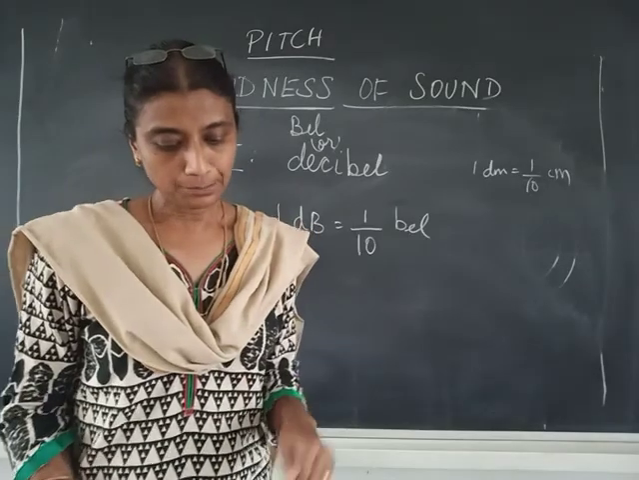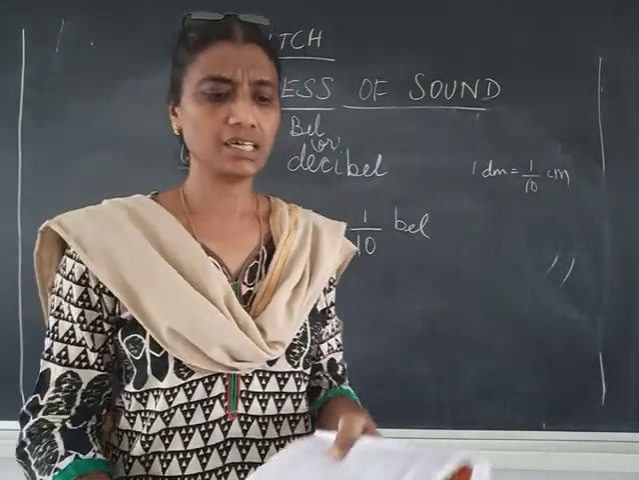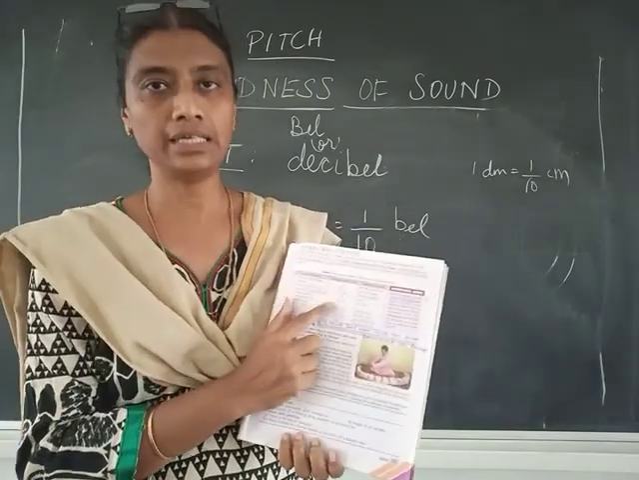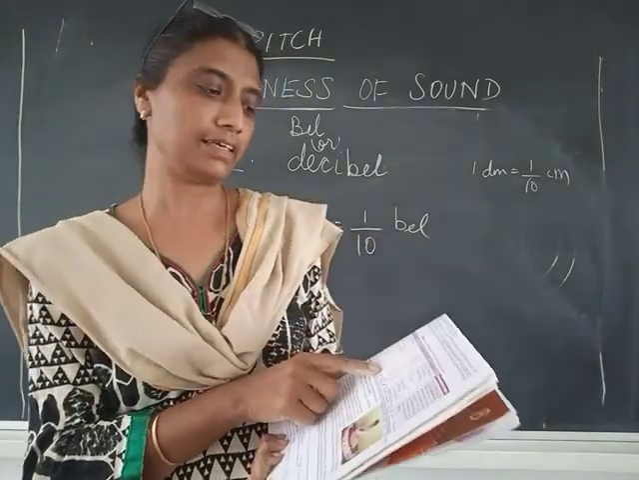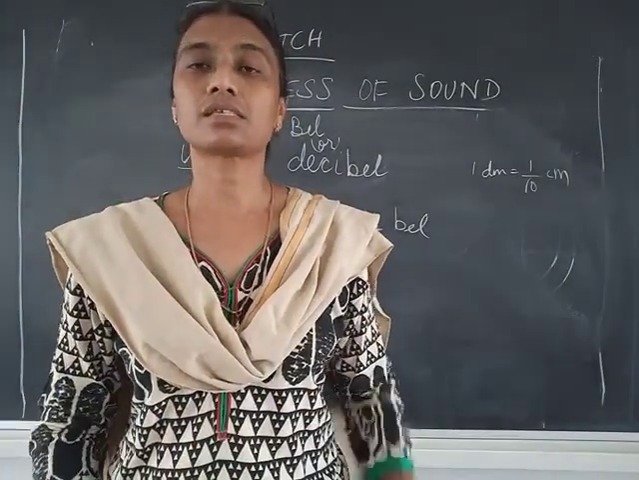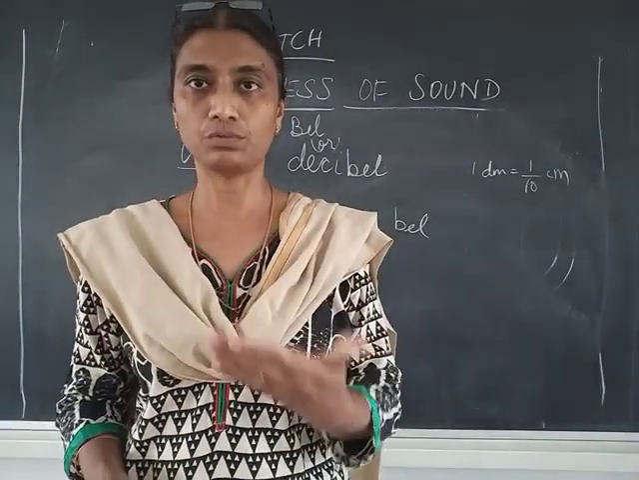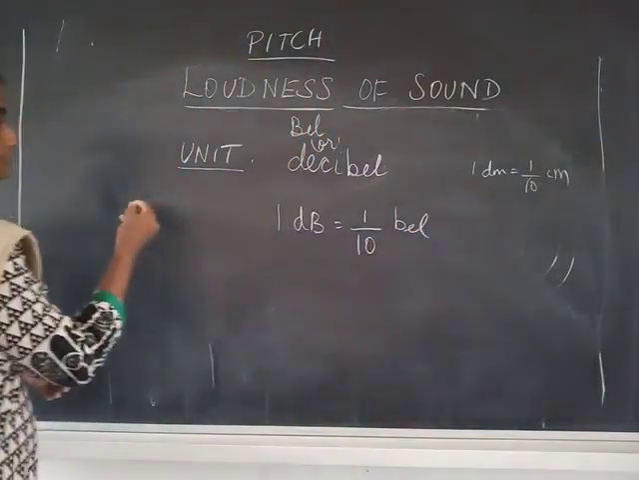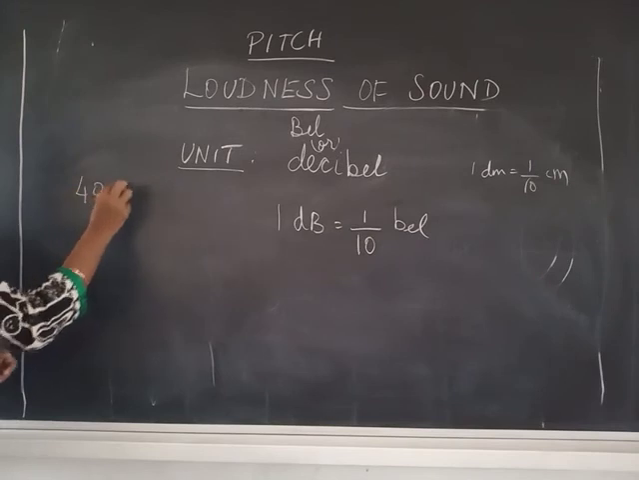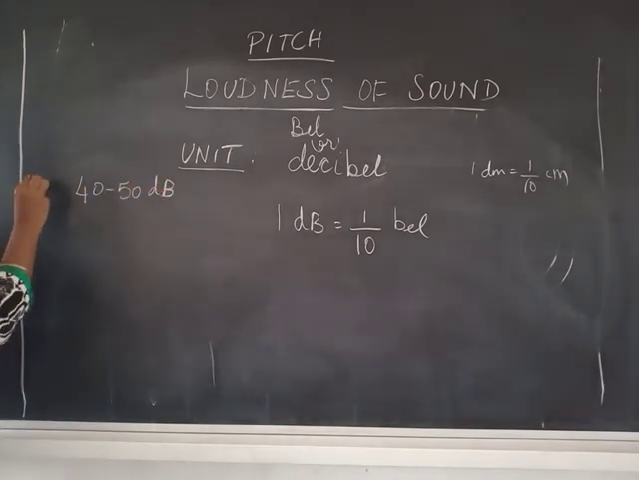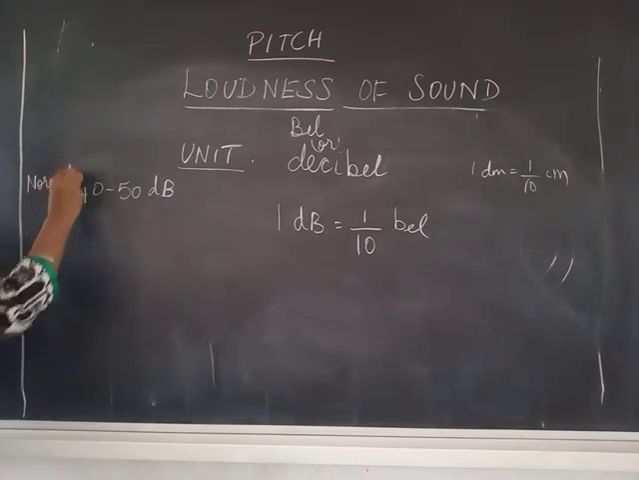Now, we have some examples from our daily life. The normal sound, maybe the loudness with which I am speaking to you now, is from 40 to 50 decibels. The range of normal sound is generally 40 to 50 decibel.